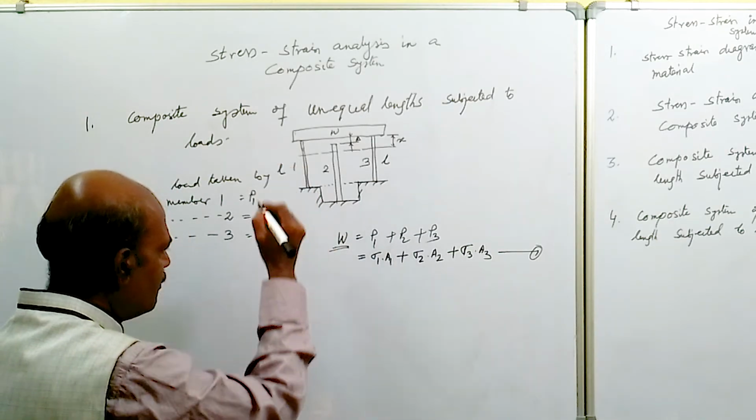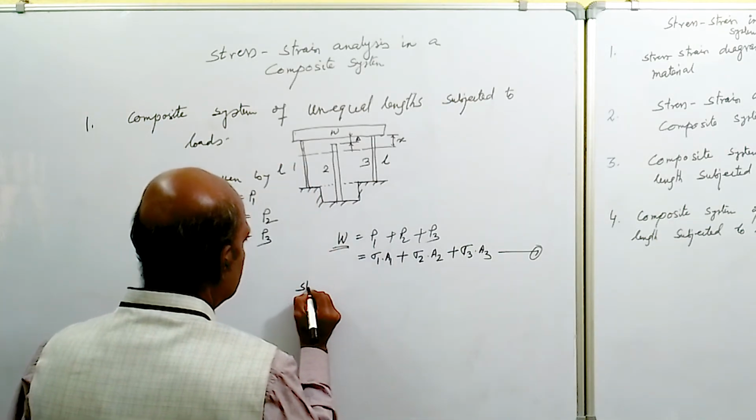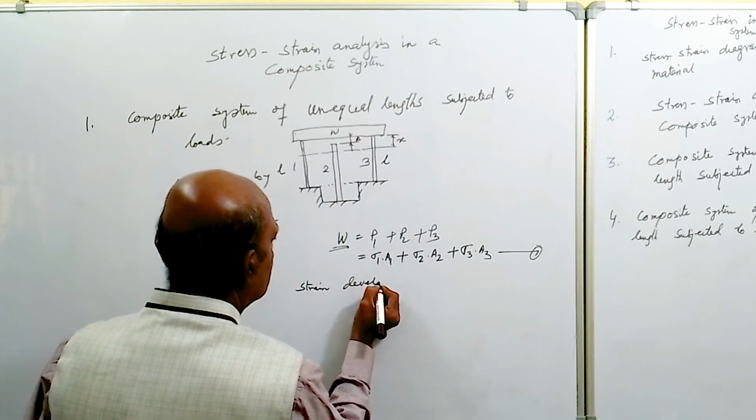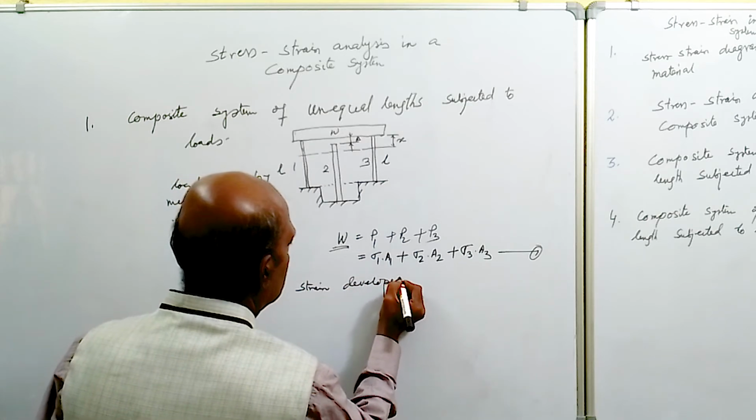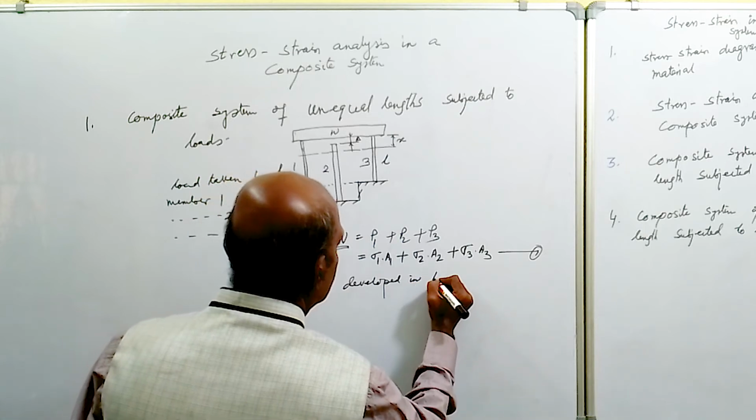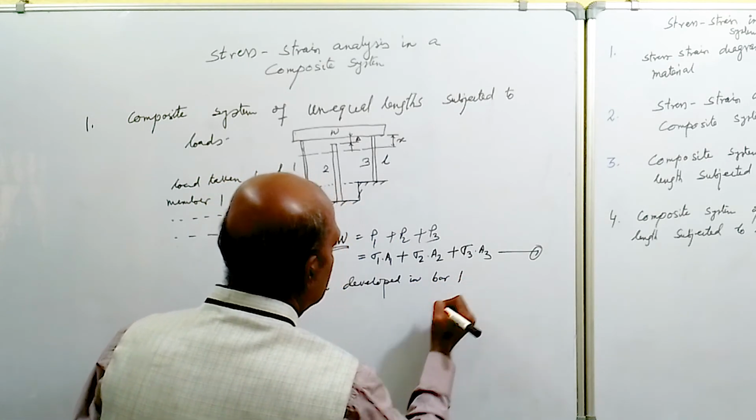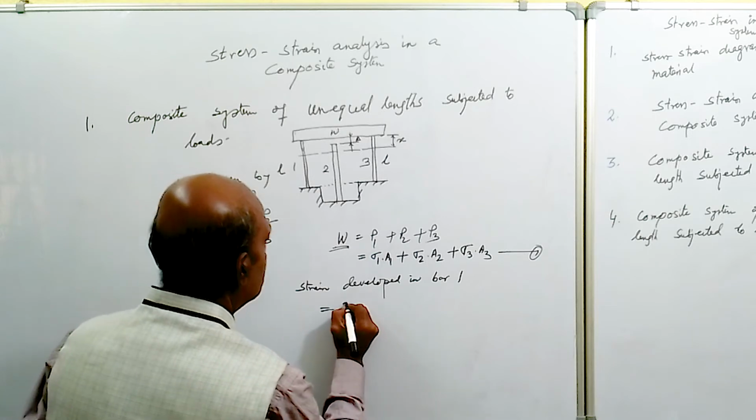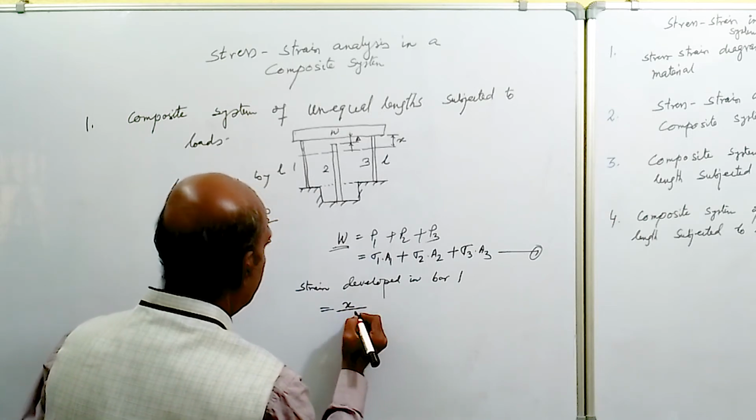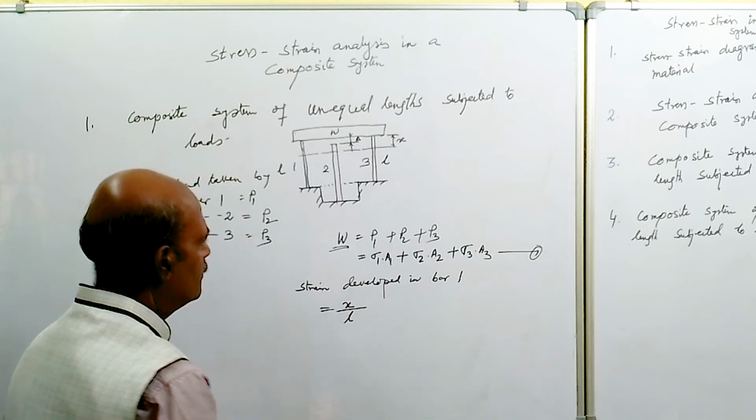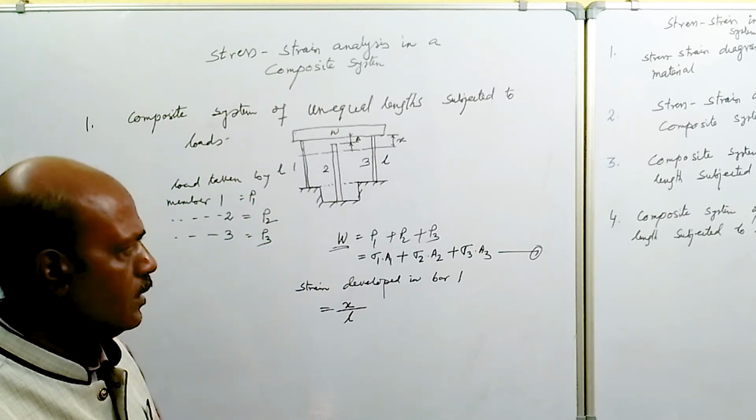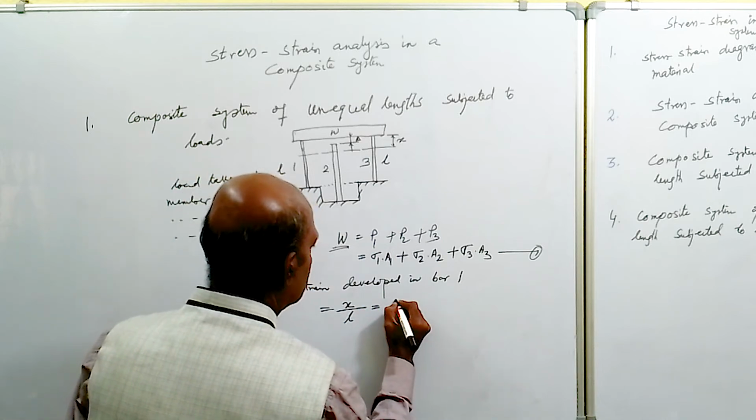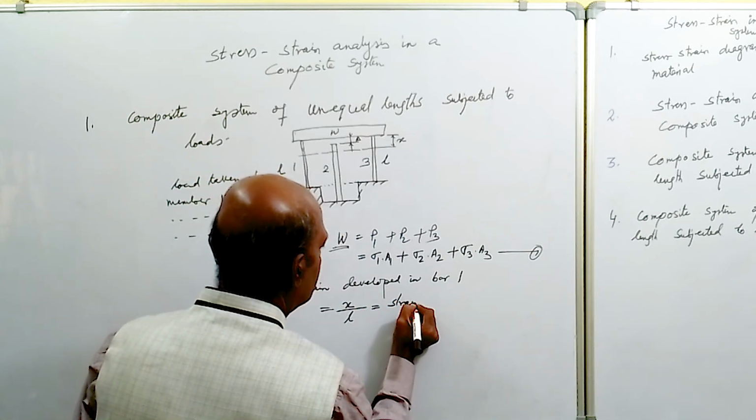So the strain developed in bar 1 will be equal to x by L. Strain developed in bar 1 is equal to x by L, and that is also equal to the strain developed in bar 3.